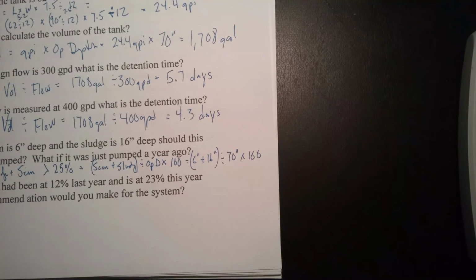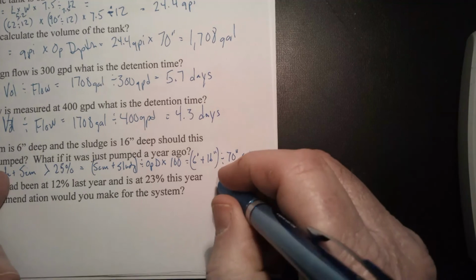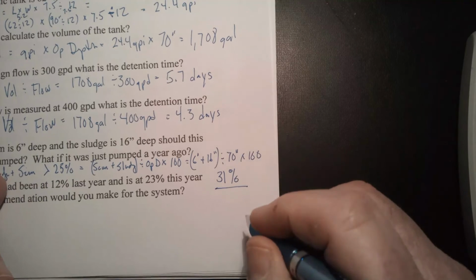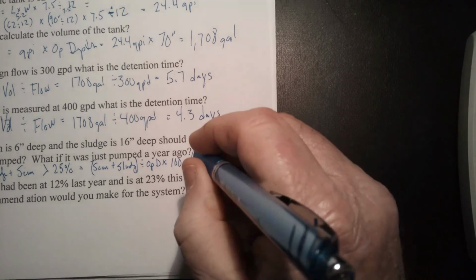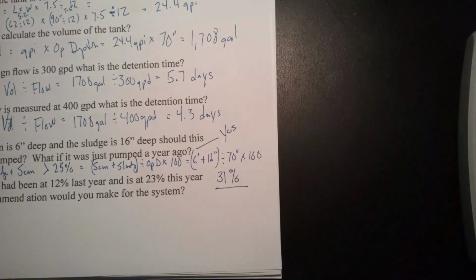So punching that in my calculator, 6 plus 16. The brackets mean I need to hit my equal sign. Divided by 70 times 100 equals 31%. And so the answer is yes, that system would need pumping. Even if it was a year ago, yes, the use is causing it to need to be full.